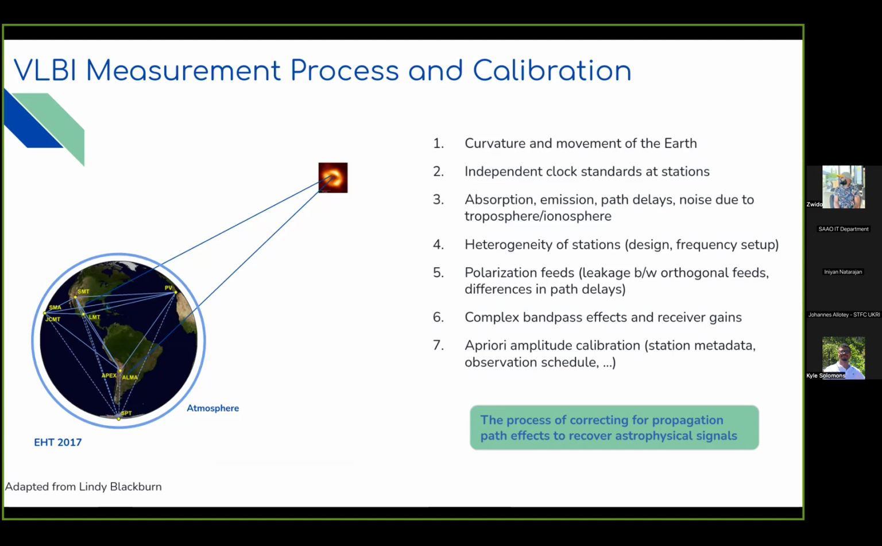So when you have stations that are separated widely around the world, then you rely on people working at the independent observatories to provide you the metadata in the right form. There are many things that could go wrong here. You'll see that the data are weird when you do your calibration. So calibration itself is the process of correcting for all of these propagation path effects to recover meaningful astrophysical signals.